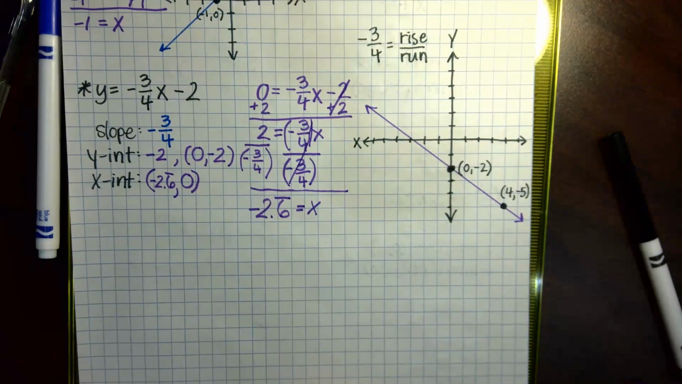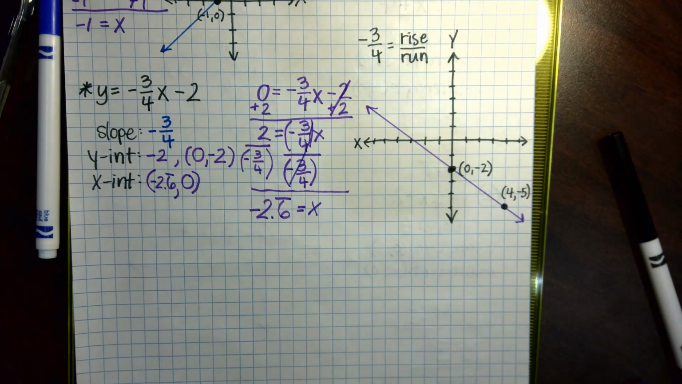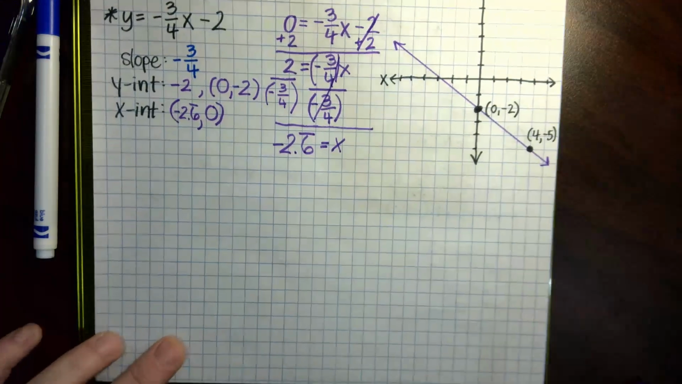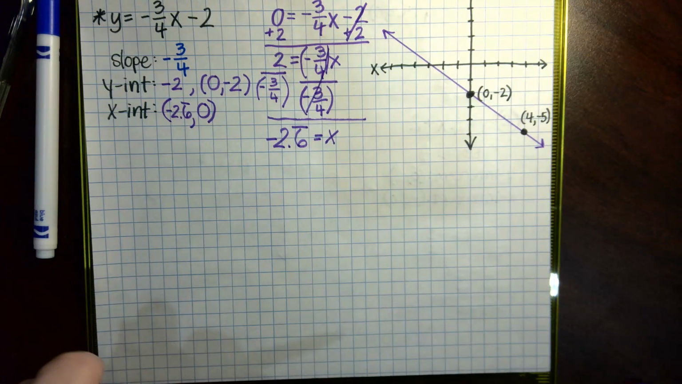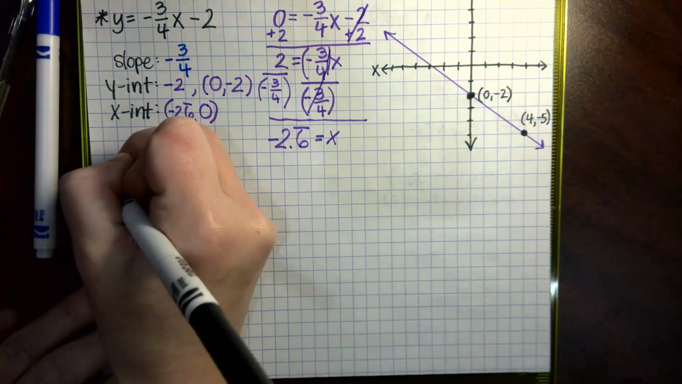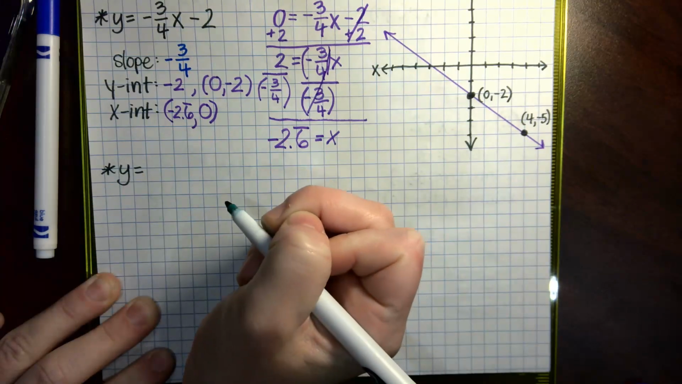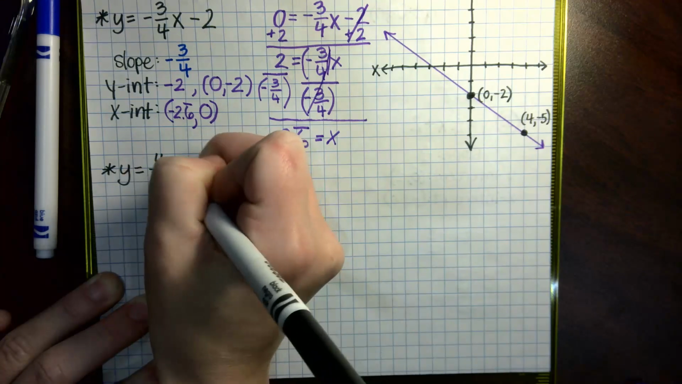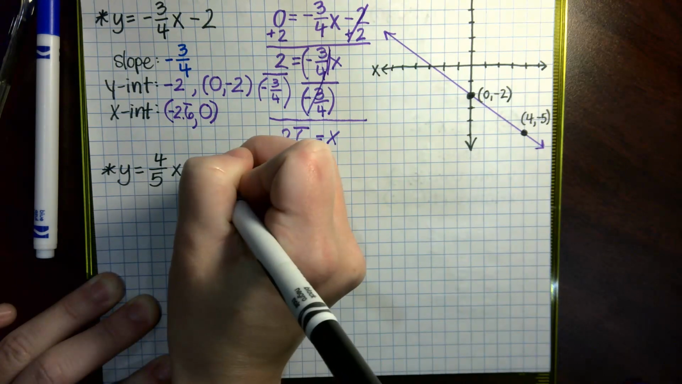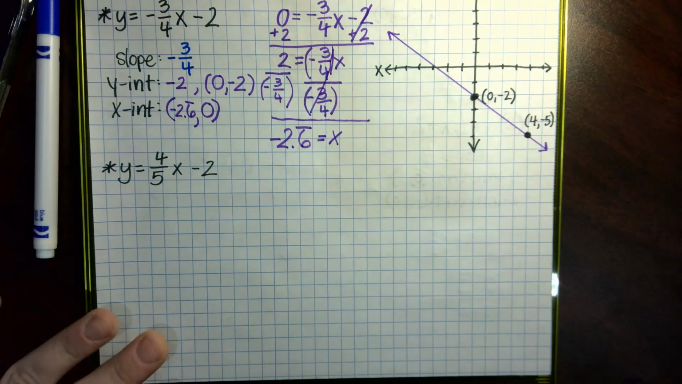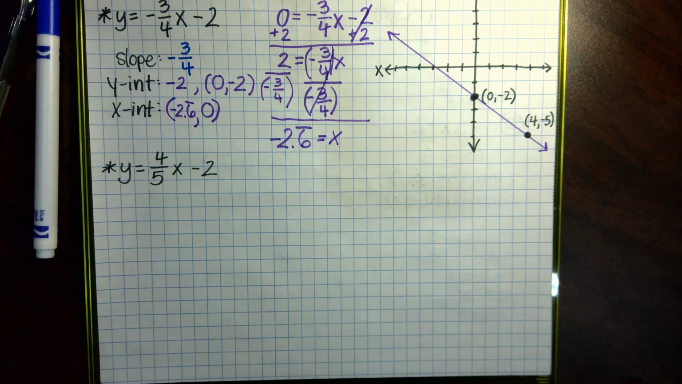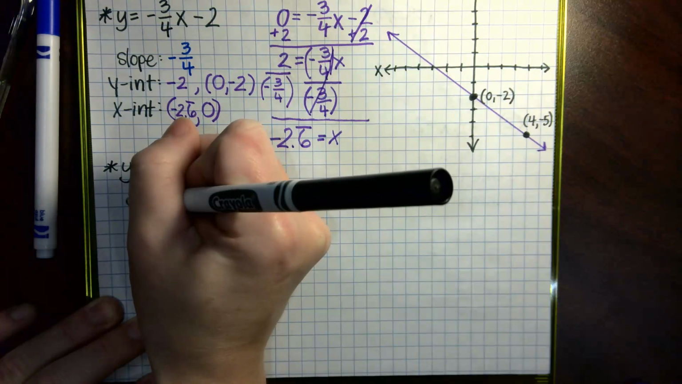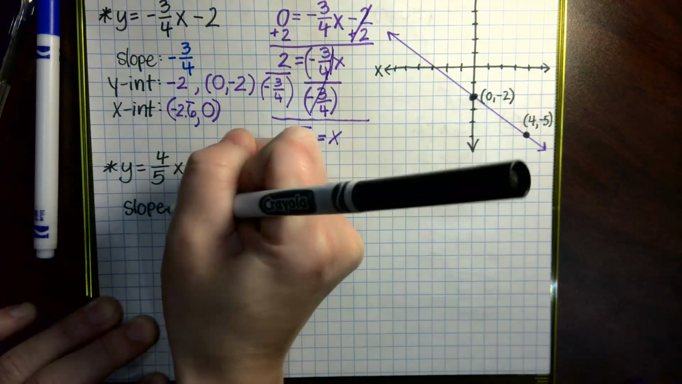Any questions about that? Okay, wonderful. Let's do one more together. Let's try y equals 4/5 x minus 2. Okay, now this time I'm just going to ask you to find the slope and the y-intercept. And we're going to see how easy it is to graph an equation with just those 2 points.